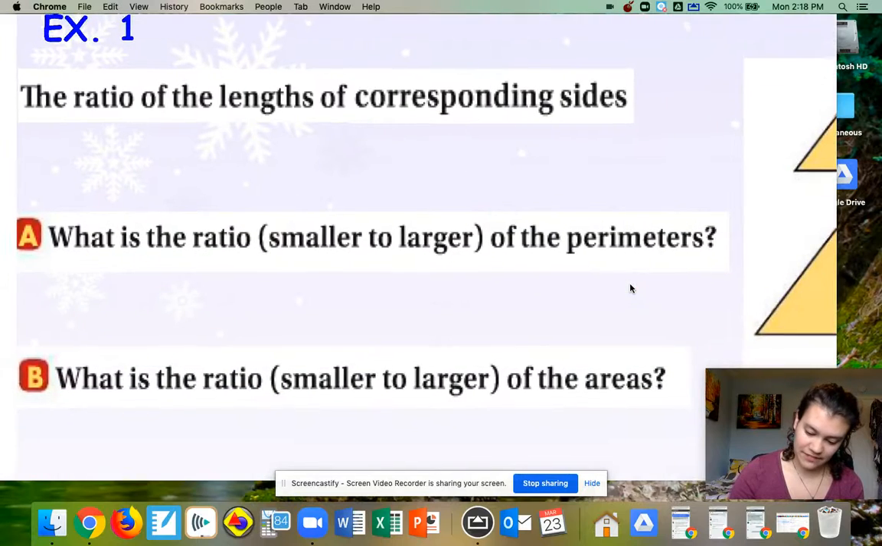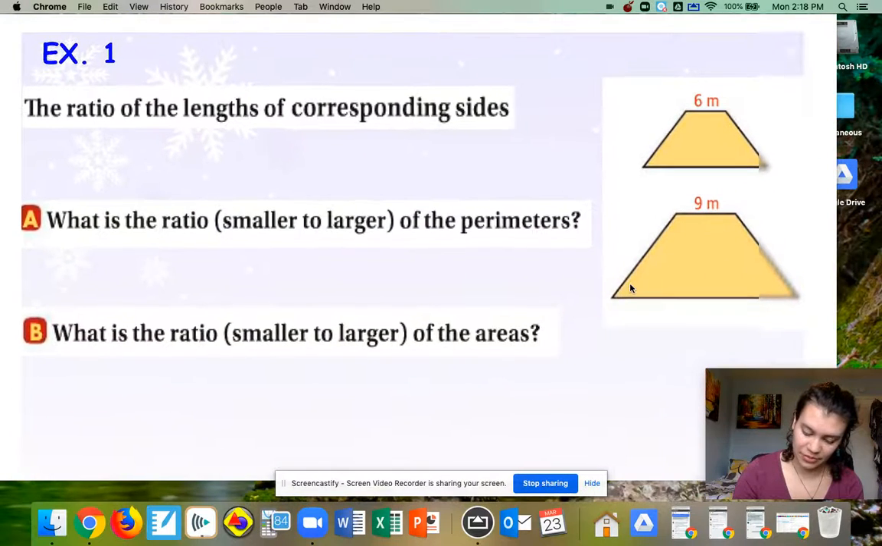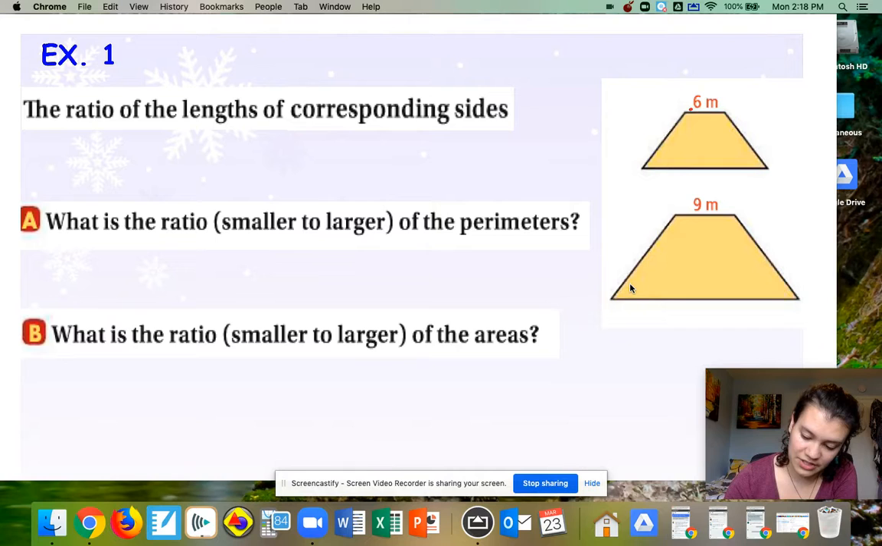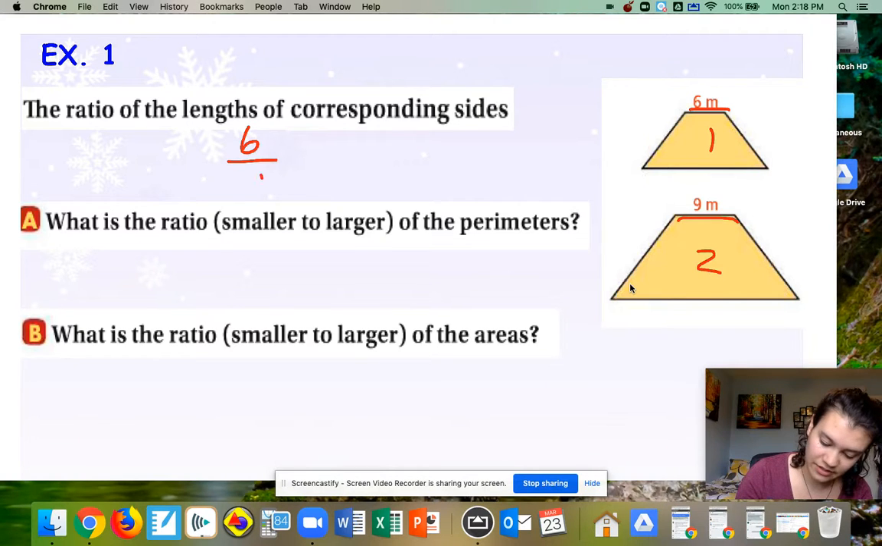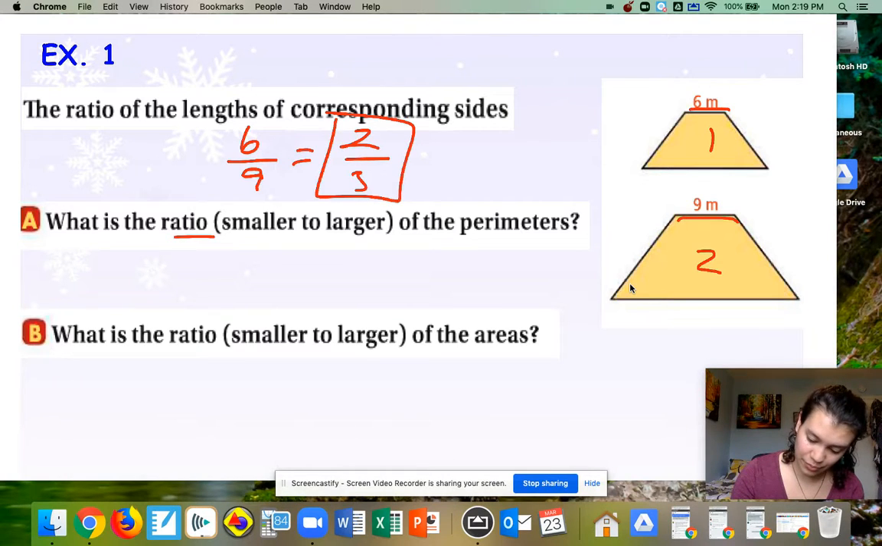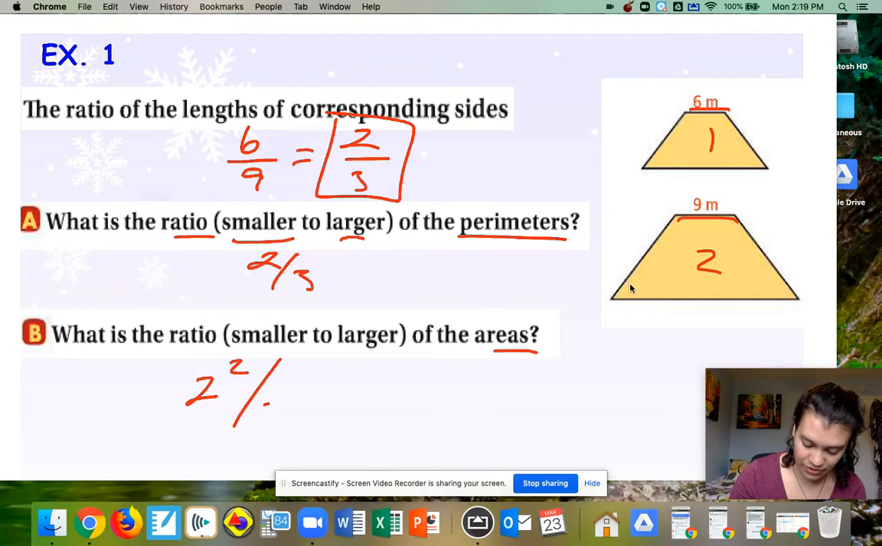So how do we use that? So here, if we have this example, we have two trapezoids. We know one side length is 6 and one side length is 9. So we can find the ratio of the sides. If we call this 1 and this 2, do 6 over 9 will give us 2 over 3 for our scale factor. So in the ratio of the perimeters, it's going to be the same way. Here we want smaller to larger, so we want the smaller on top. So it's still going to be 2/3. And then to find the ratio of the areas, you want to square those.